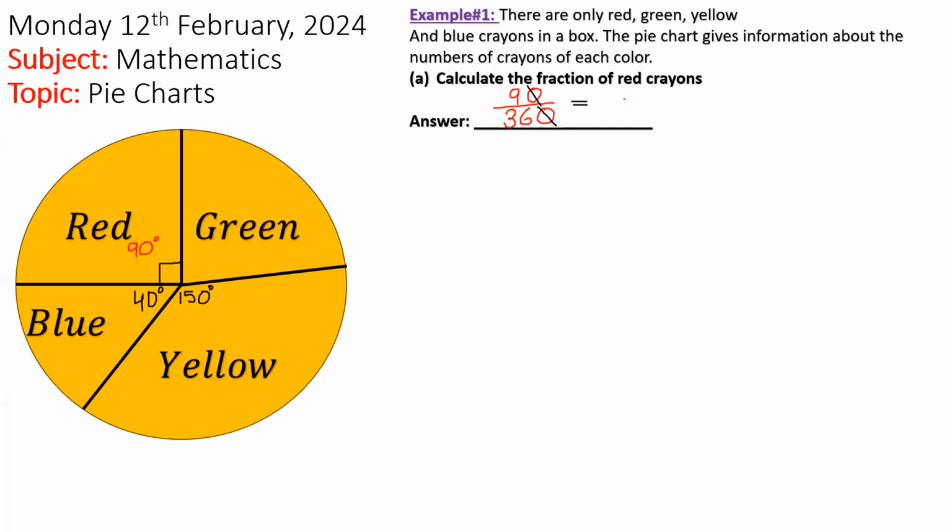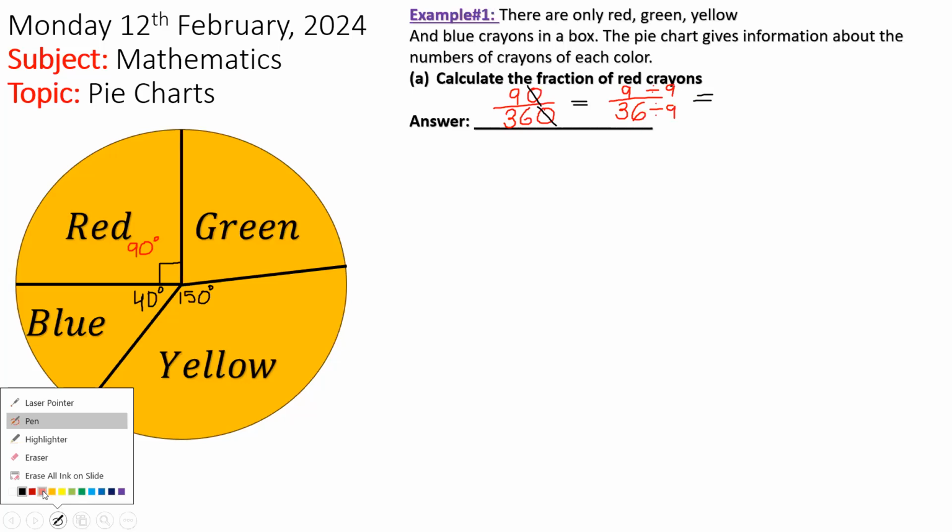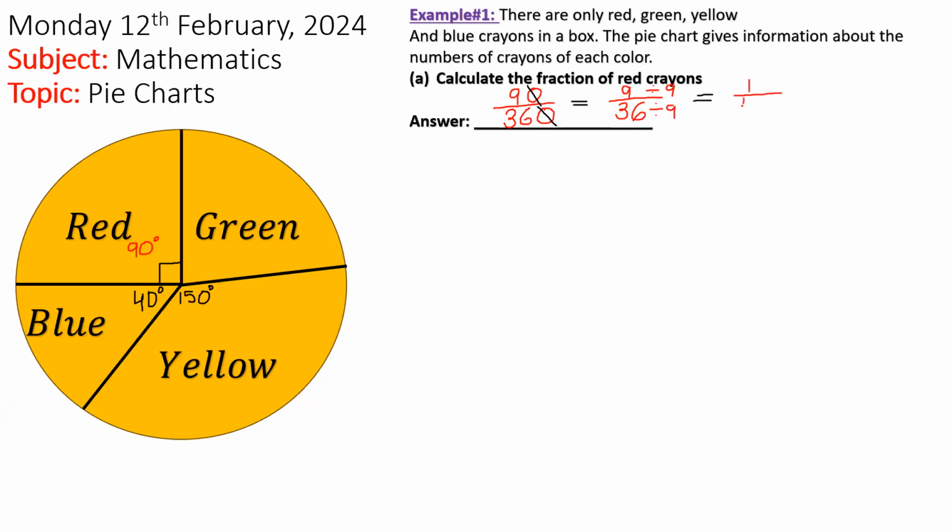9 over 36. Now, since we have 9 over 36, we're going to divide both top and bottom by 9. 9 divided by 9 is 1, and 36 divided by 9 is 4. So this is equal to 1 over 4. The answer in this case is 1 over 4.